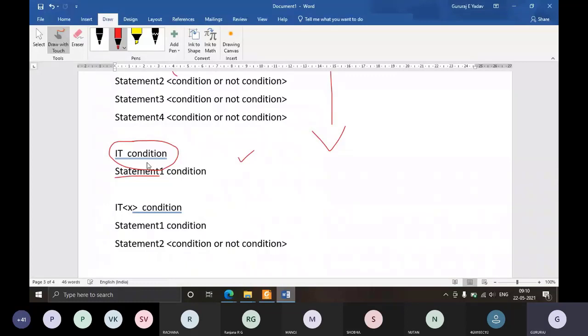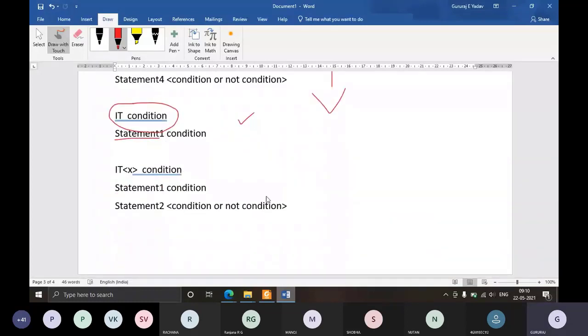The second variant is where the IT instruction has two statements. Statement one will by default be executed if the condition for the IT instruction is true. Okay, so that is by default.